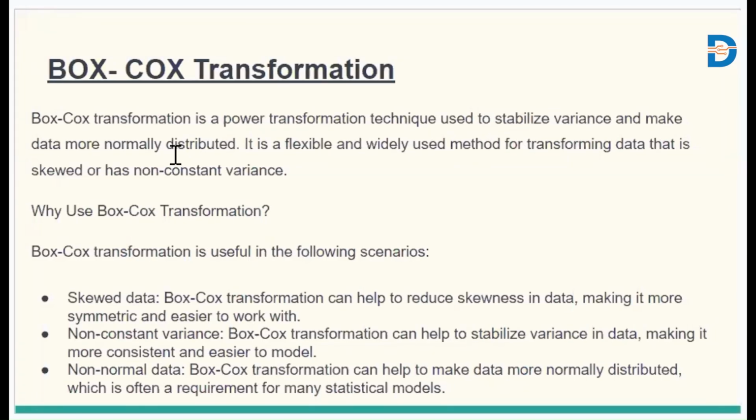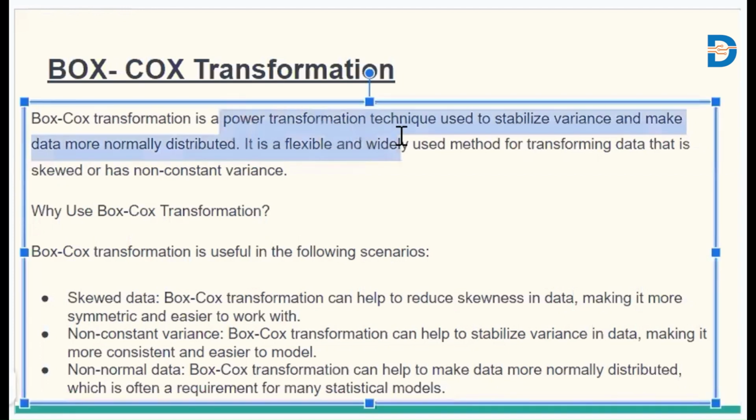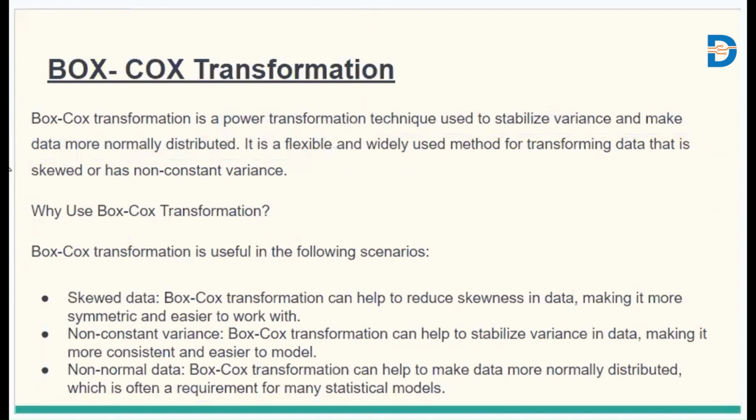Welcome to the DataMites family. In today's video, we'll be seeing one of the transformation techniques called Box Cox Transformation. Box Cox Transformation is a powerful transformation technique used to stabilize variance and make data more normally distributed, and this is the most common purpose for all transformation techniques. It is a flexible and widely used method for transforming data that is skewed or has no constant variance.